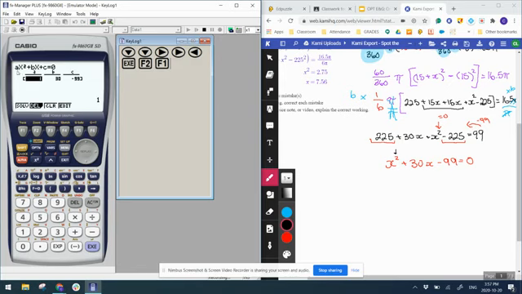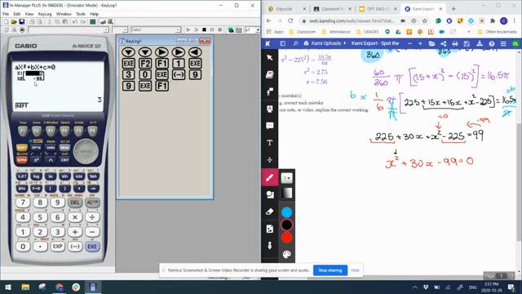A is the value in front of x squared. In our case, it's 1. So you can see I have a 1 here. B is the value in front of our x, so we have 30. C is our value that doesn't have a variable, so it's negative 99. So you go negative 99. Alright, so once you have all of that data in, we're going to go to solve.